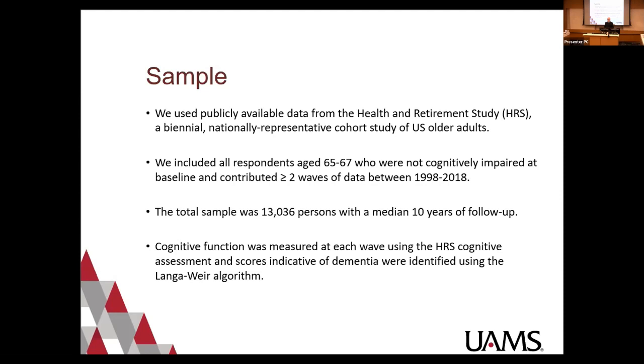We didn't include CIND, cognitively impaired, not dementia, because we've seen a lot of temporal fluctuation in that CIND categorization, but dementia seems at least a relatively stable categorization.